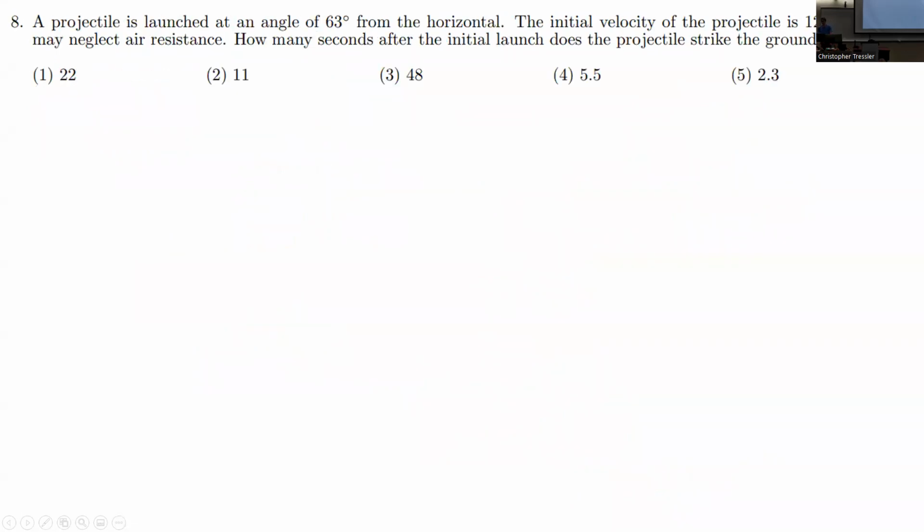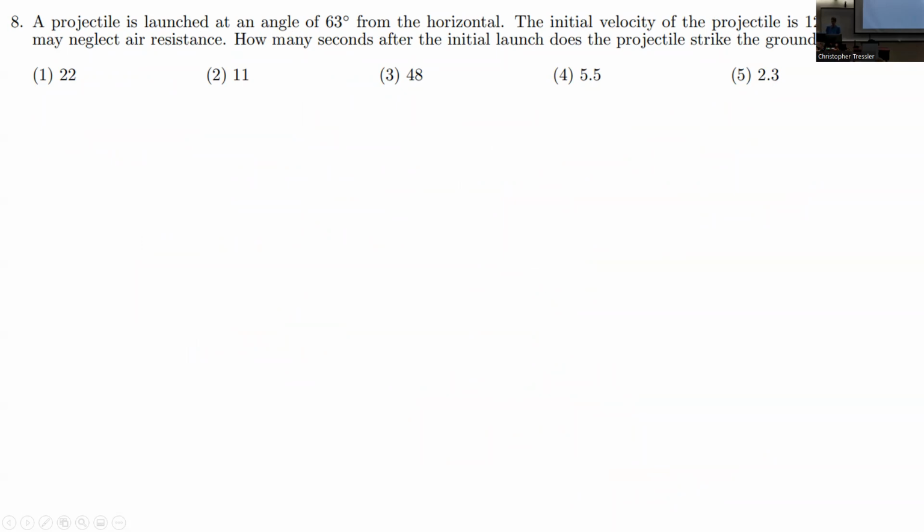Okay, so then we have another problem already. A projectile is launched at an angle 63 degrees from the horizontal. The initial velocity of the projectile is 120 meters per second. You may neglect air resistance. How many seconds after the initial launch does the projectile strike the ground?